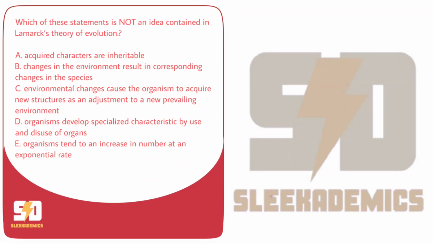Now we go to the next question. Which of these statements is not an idea contained in Lamarck's theory of evolution? We have options A. Acquired characters are inheritable. B. Changes in the environment results in corresponding changes in species. C. Environmental changes cause the organism to acquire new structures as an adjustment to a new prevailing environment. D. Organisms develop specialized characteristics by use and disuse of organs. E. Organisms tend to increase in number at an exponential rate.